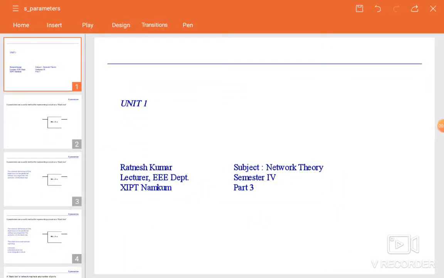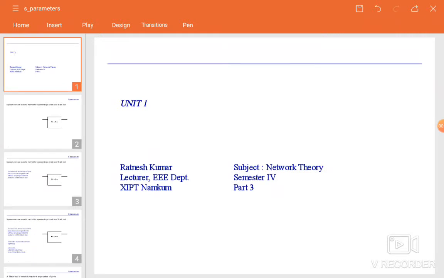Hello students. Today's lecture starts with the fundamentals of S parameters, in which we deal with the basics of S parameters. Before starting this lecture, I would like to mention some previous lecture notes in which we studied the fundamentals of the Laplace transform. So let's go for the further studies. Today I am going to teach you the fundamentals of the S parameter.